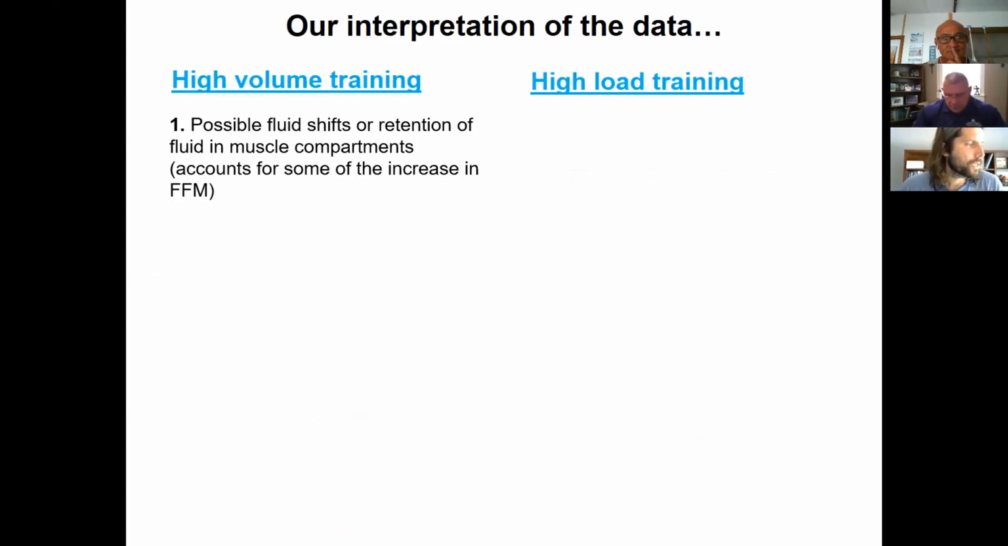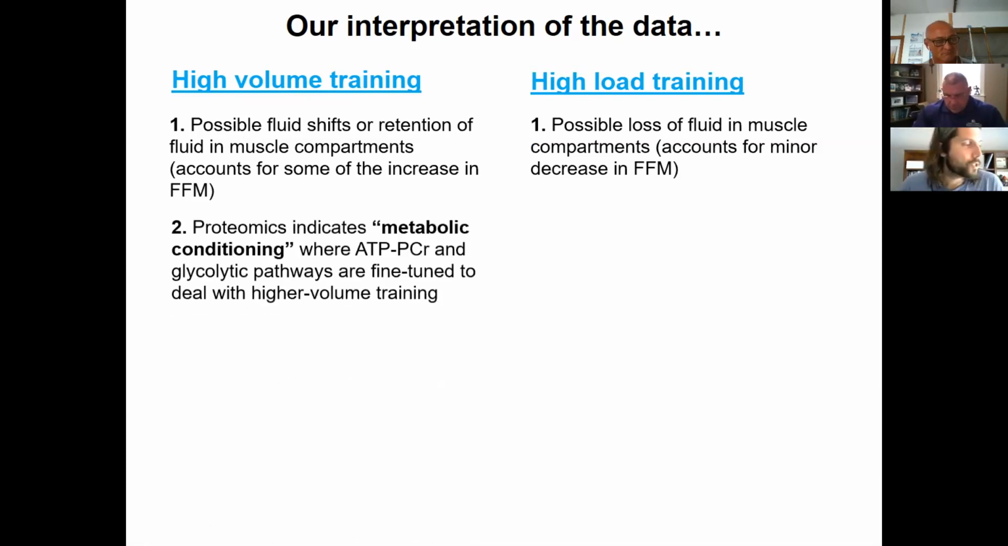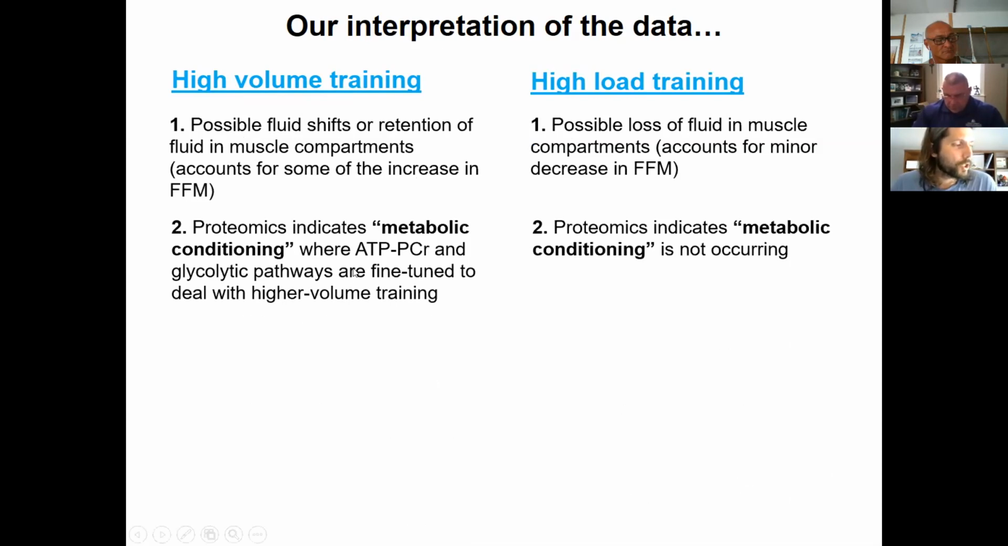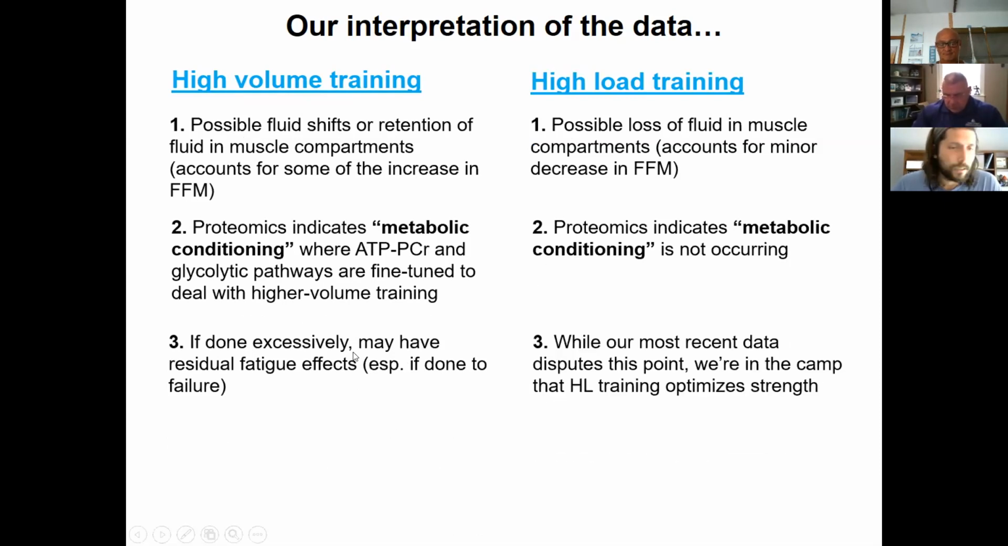Okay, so our interpretation of the data is with higher volume training, there's possible fluid shifts or fluid retention in muscle compartments. This may account for some of the increases in muscle mass. High load training, there's possibly fluid shift outside of the muscle, which accounts for minor decrements in fat-free mass. We think this is something people need to start paying more attention to, okay? Proteomics data suggests that metabolic conditioning occurs with higher volume training, not higher load training. And then again, this is Kevin Carroll's data and Cody's data.